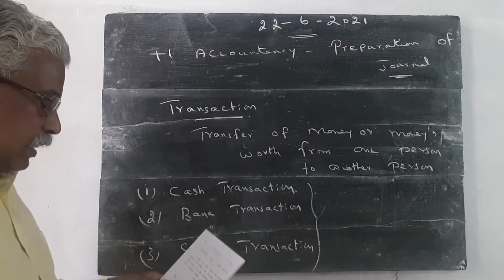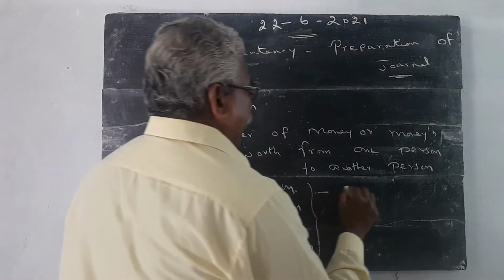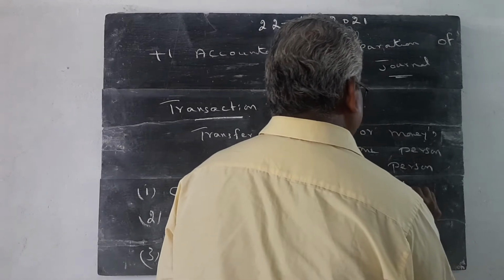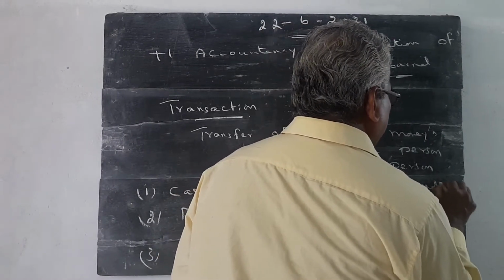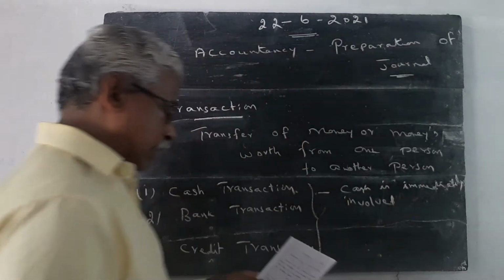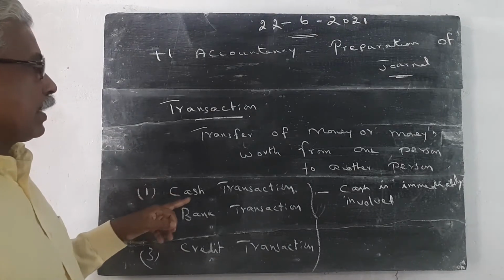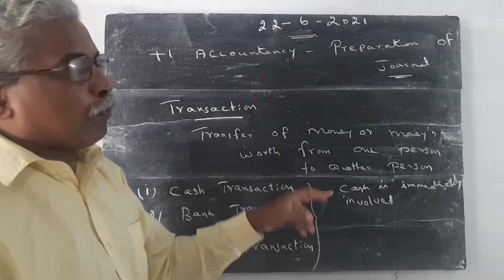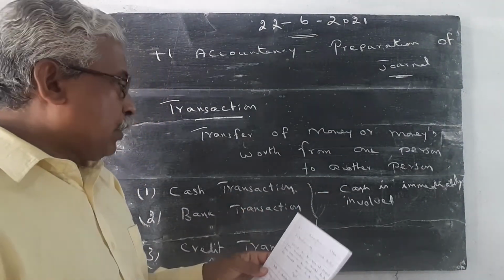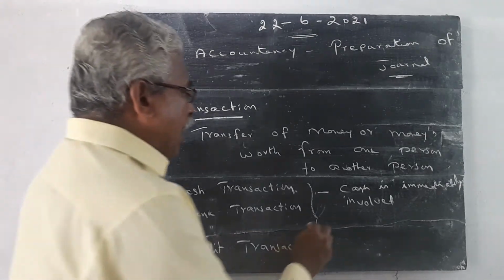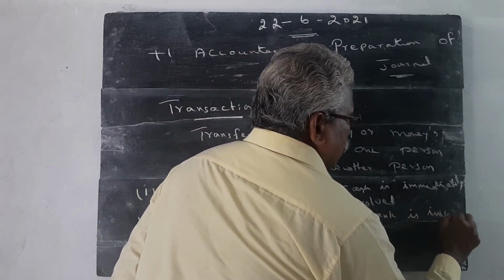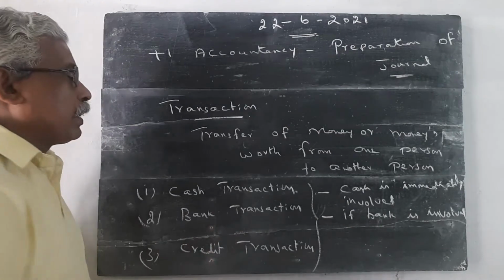What is the meaning of cash transaction? When cash is immediately involved in any transaction, it is called a cash transaction. Cash transaction means cash is paid or received immediately. It is called a cash transaction. If bank is involved, it is called a bank transaction.